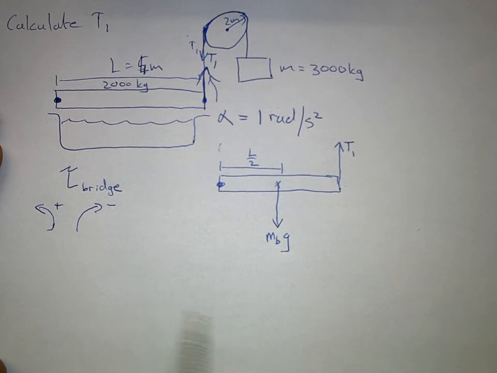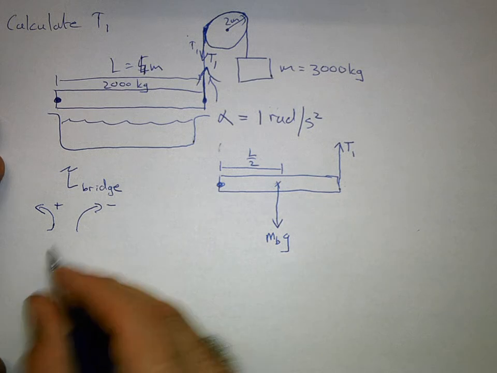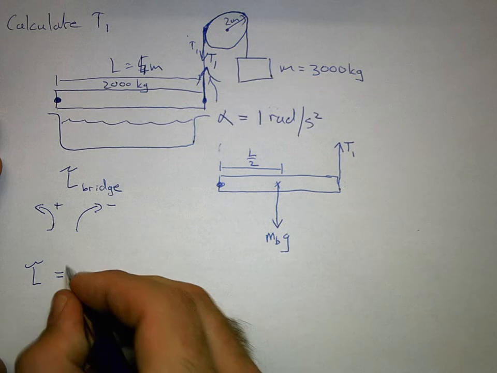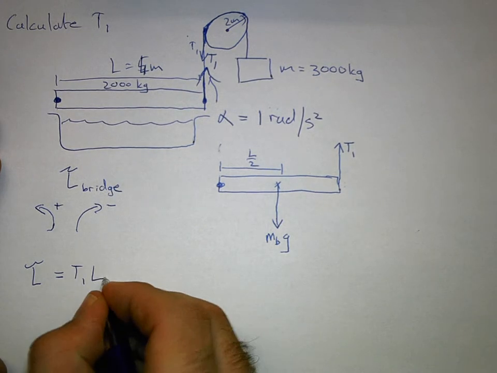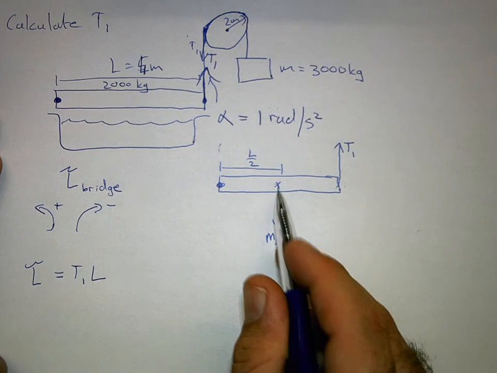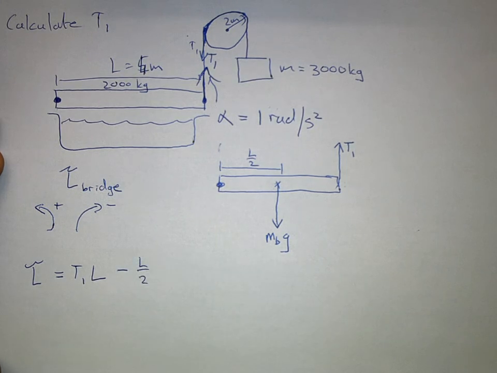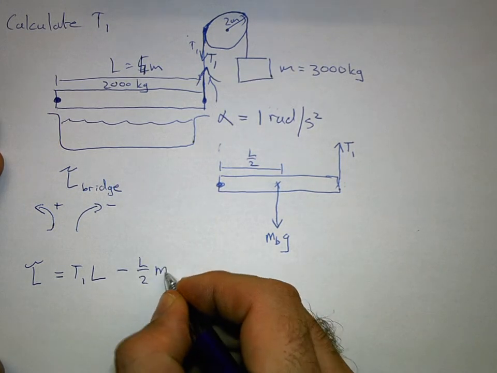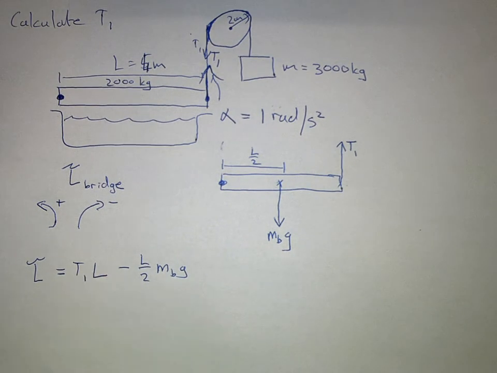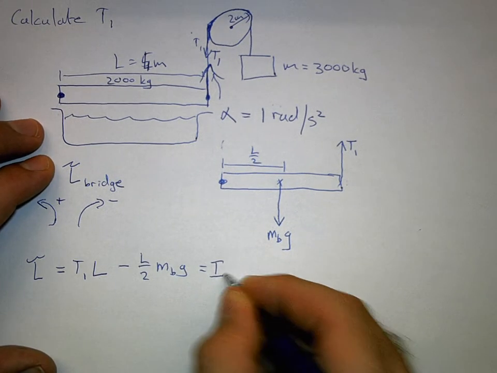So there's our pivot point. The total torque on the bridge is equal to the torque produced by the tension. That's just T1 times the length of the bridge, because that's how far away from the pivot point this force is applied. The weight we said is going to be a negative torque. It's applied at half the distance away from the pivot point, and it's equal to the mass of the bridge times g, that's the weight. So this is the total torque on the bridge. And we know this must be equal to the moment of inertia of the bridge times its angular acceleration.